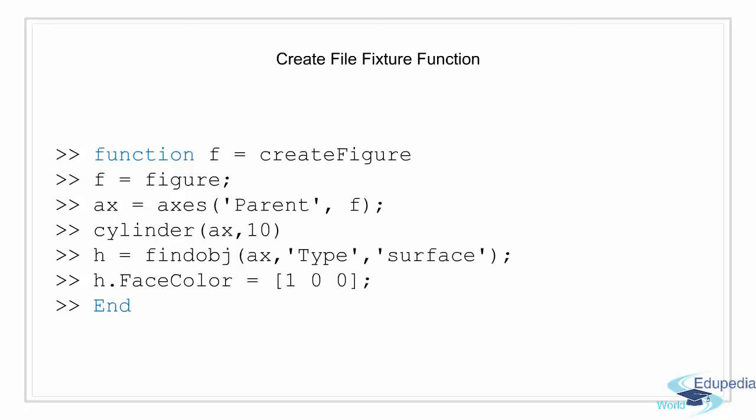Note that the test array will not include this function because it does not start or end with the word test. So the createFigure function is the one in which I will create an axis with a red cylinder in it. And this function will look something like what is shown on the slide here. It is nothing but a simple function where I am creating a figure and an object, a cylinder, with face color 100, that is red.